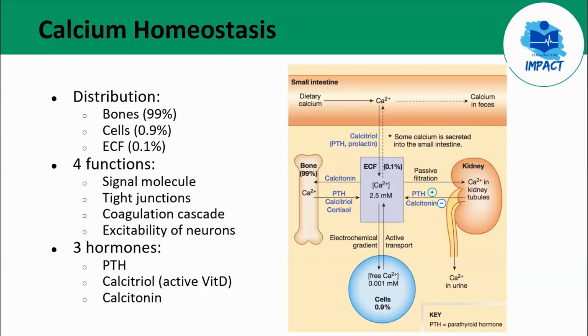So calcitriol is the biologically active form of vitamin D. It acts on bone to increase bone resorption, similar to PTH. It acts on distal nephron to increase calcium and phosphate reabsorption. It acts on the GI tract to increase calcium and phosphate absorption.